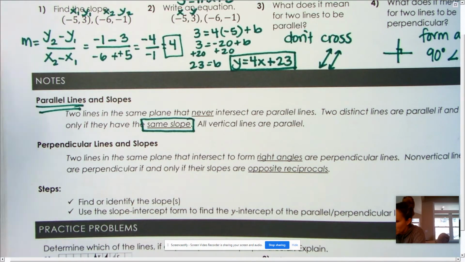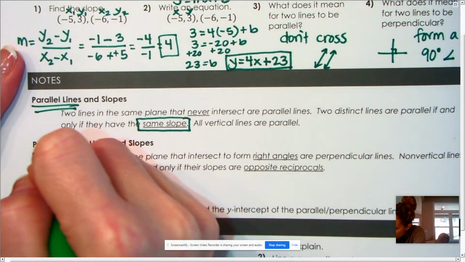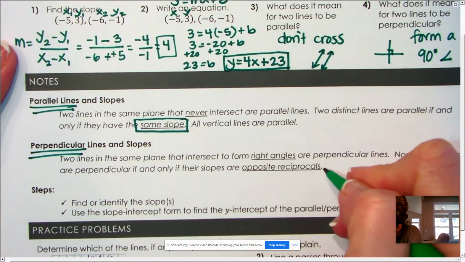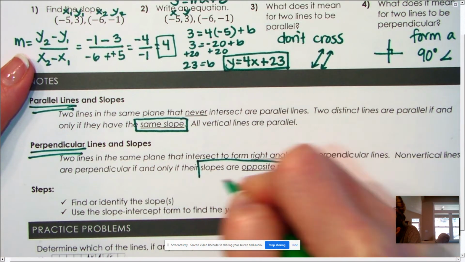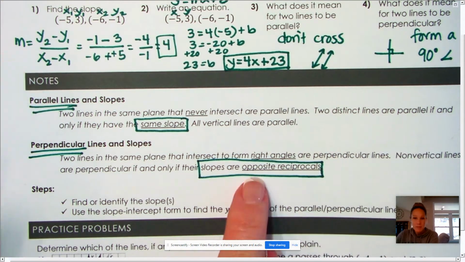Perpendicular lines form right angles. So perpendicular lines, their slopes are going to be opposite reciprocals. And what that means is opposite refers to the sign. So one's going to be positive, one's going to be negative. They're going to be opposites.